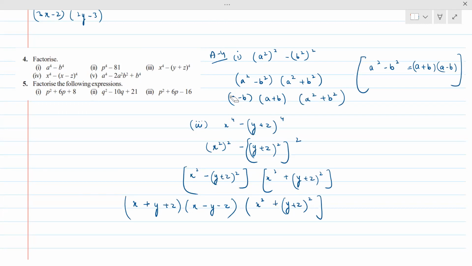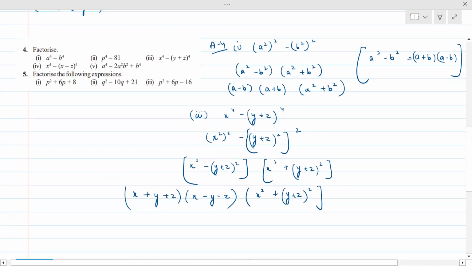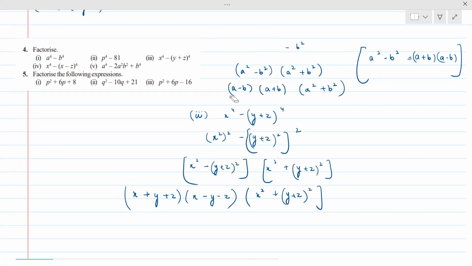Okay. Now coming to the fifth question. Factorize the following expressions. In this we will have to do the middle term splitting.